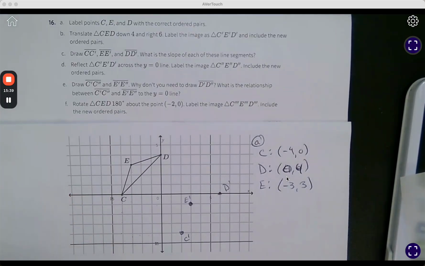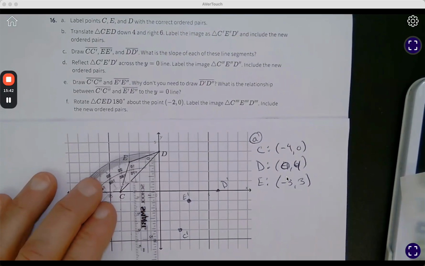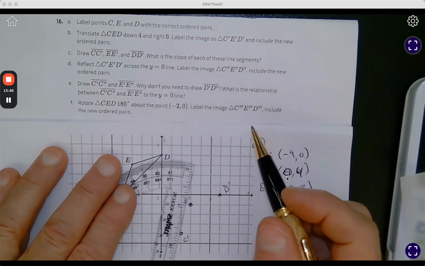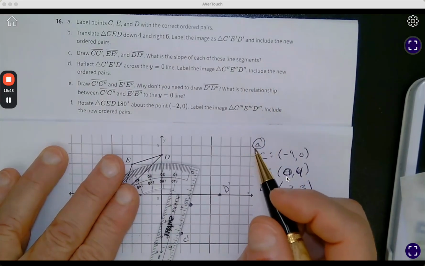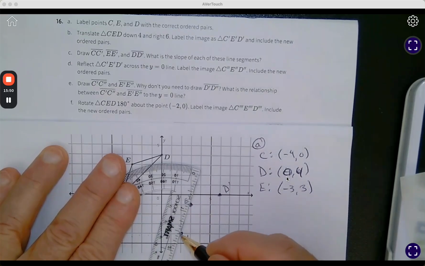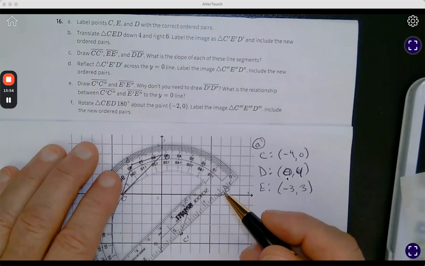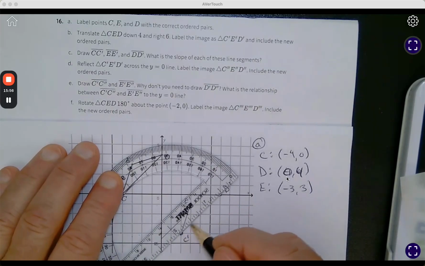I'm going to get an edge that's straight. Okay, hold on. Let me read the directions. Okay. Oh, and they want me to include the new ordered pairs too. All right, all right. Notice that's a translation. Translations do not change orientation, just location.